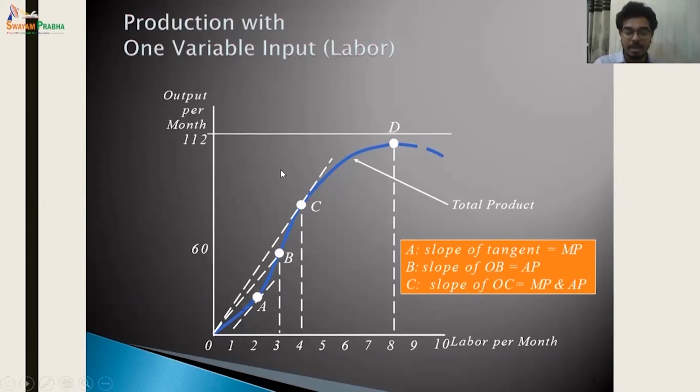What we observe here is that it is increasing at an increasing rate. The slopes are getting steeper, and from B onwards it is increasing at a decreasing rate and the slope is flattening. So initially increasing at an increasing rate, then increasing at a decreasing rate, kind of S-shaped, and then it reaches the maximum and after that it falls.